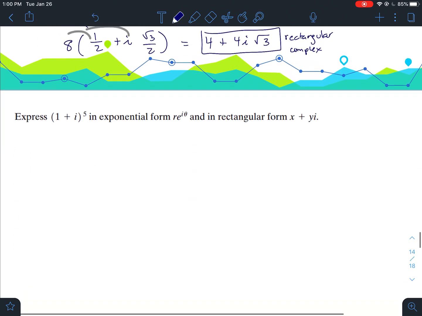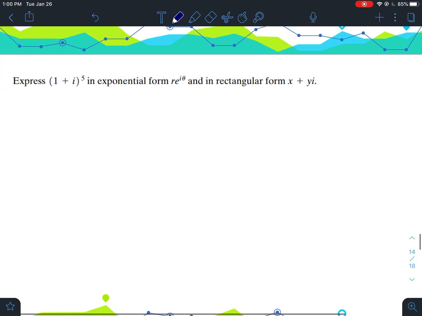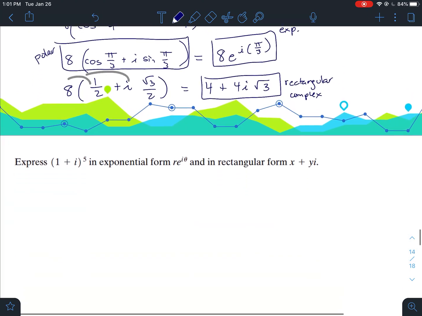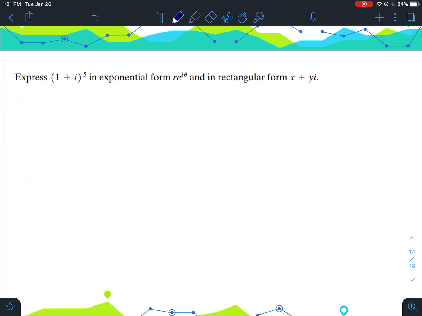All right, so why don't you guys pause the video and try and express (1 plus i) to the 5th in exponential form and in rectangular form. All right, so we are currently in complex form. So we have 1 plus i, and we want it to the 5th. Well, that means that x is 1 and y is 1, because this is z equals x plus yi.